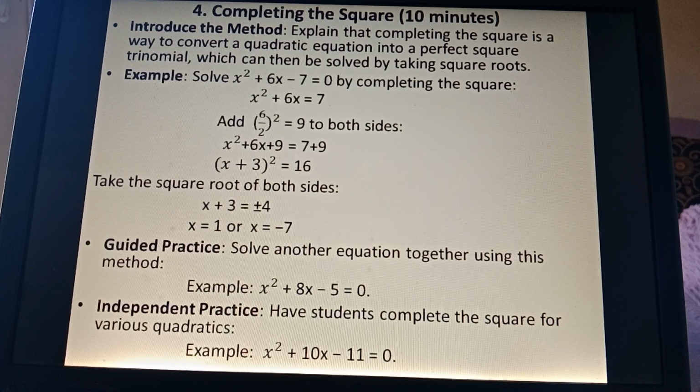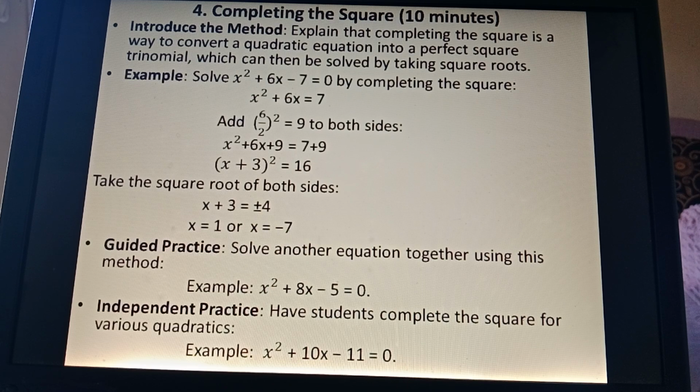Completing the square, 10 minutes. Introduce the method. Explain that completing the square is a way to convert a quadratic equation into a perfect square trinomial, which can then be solved by taking square roots.